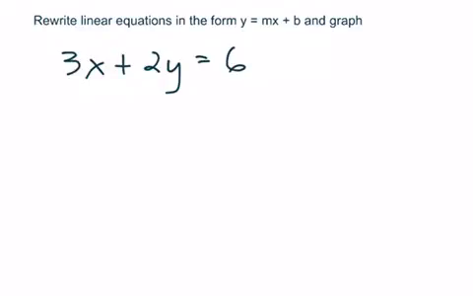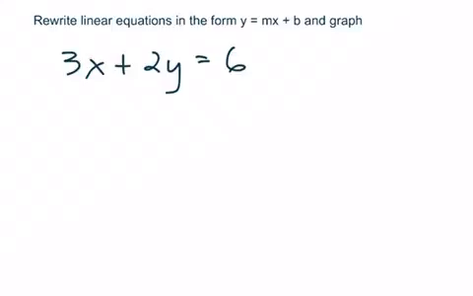Okay, now the next thing we're going to look at is rewriting linear equations in the form y equals mx plus b, and then graph. So for this particular one, this is of course not in slope-intercept form, but it is in a form. How is this written right here? Standard. That's the standard form, right? ax plus by is equal to c. So once again, we have to get this in the form y equals mx plus b.